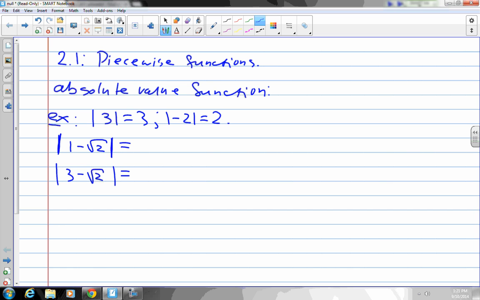So you're okay with just absolute value of 3 is 3, absolute value of -2 is 2. But how do you do absolute value of these crazy looking numbers? Let's go back to the simple example. Why is absolute value of 3 equals 3? You know the answer to that. Don't get scared by the square roots.